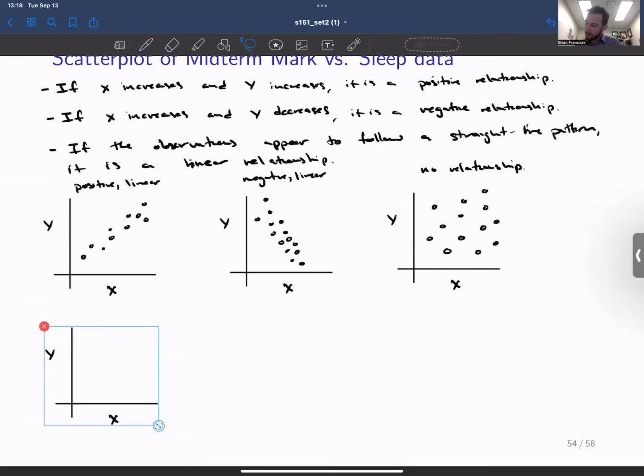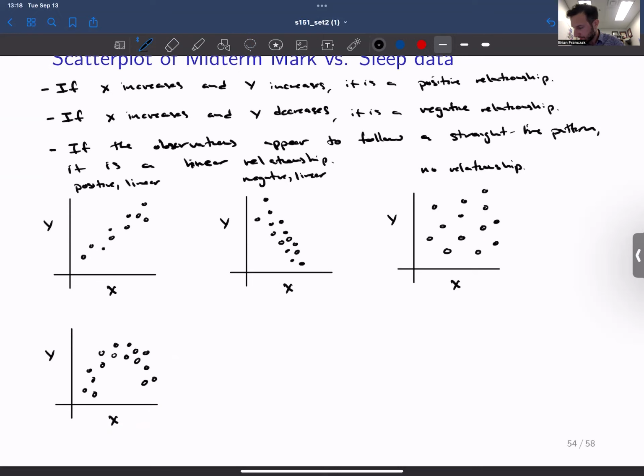Okay, if we have something that looks like this, okay, this would be non-linear. So there's a lot of different non-linear types of relationships we could see. This is an example of a parabolic relationship. Okay, so in that case, they are related to one another. They're just not related via a straight line model.